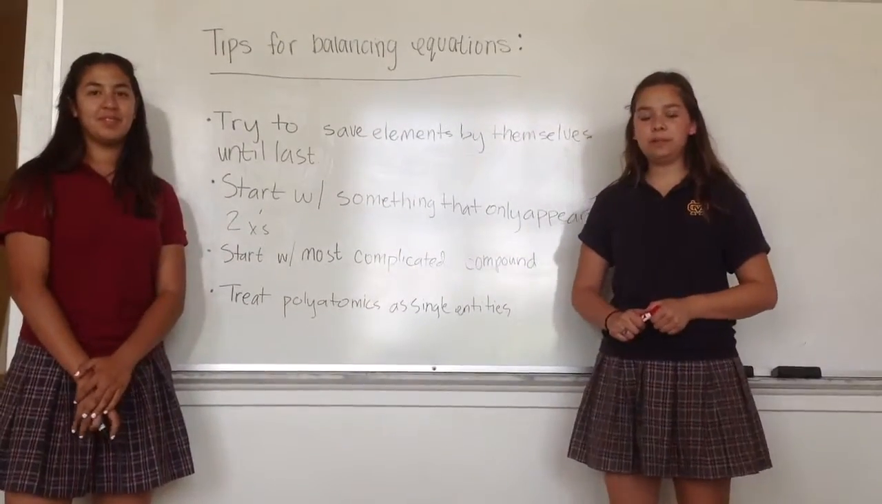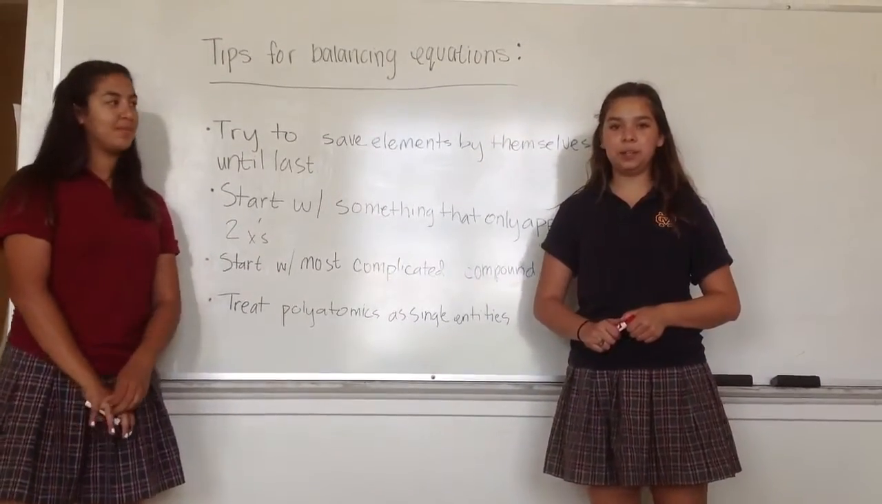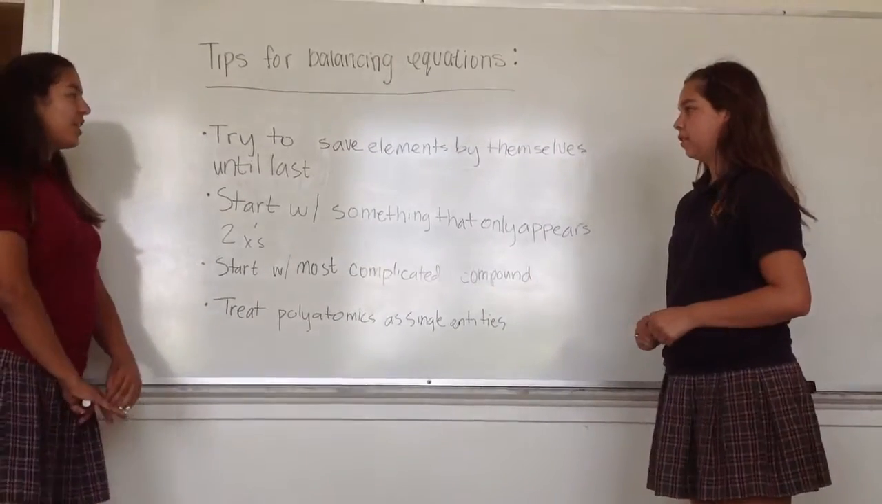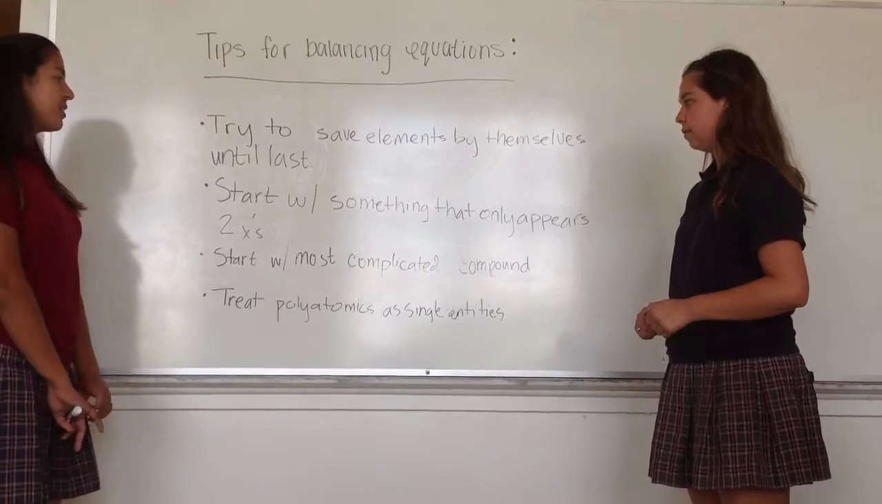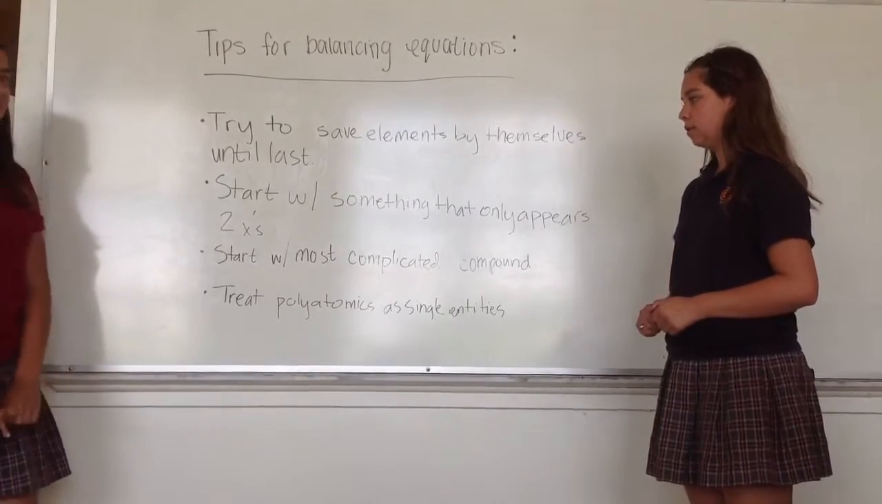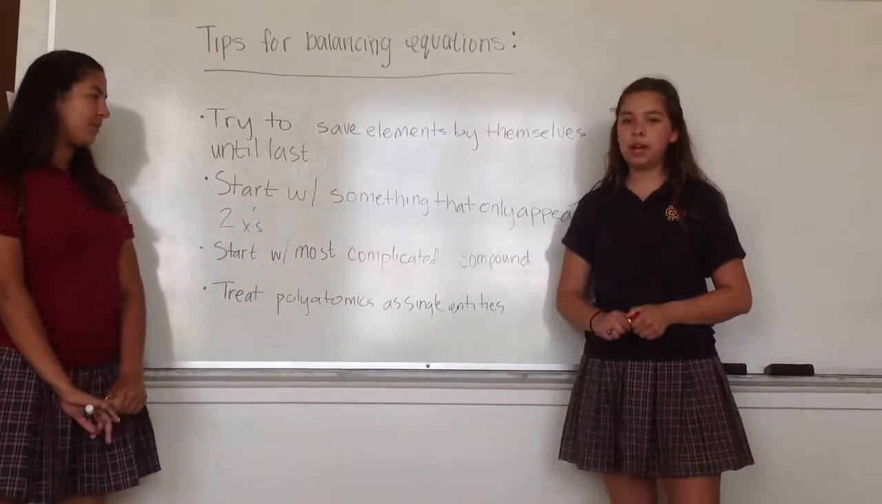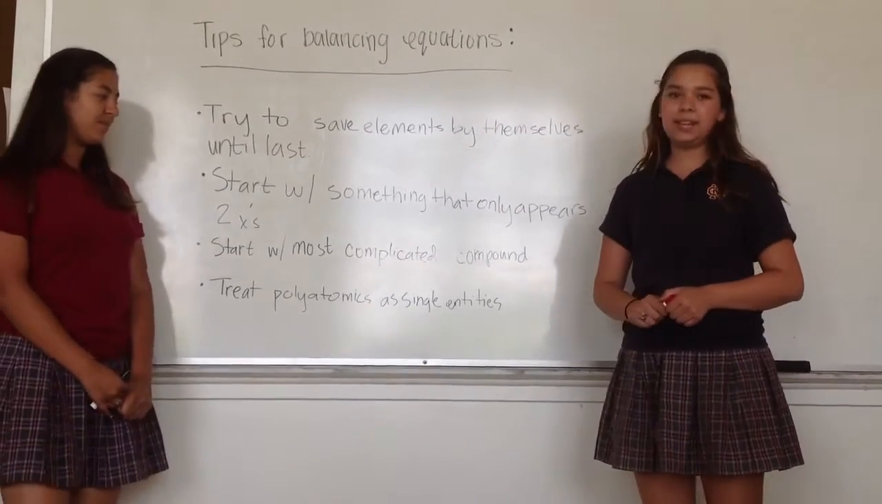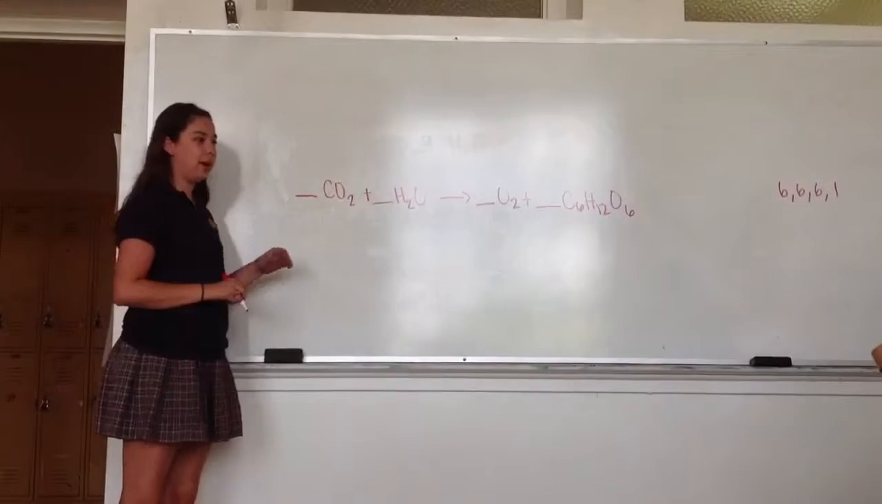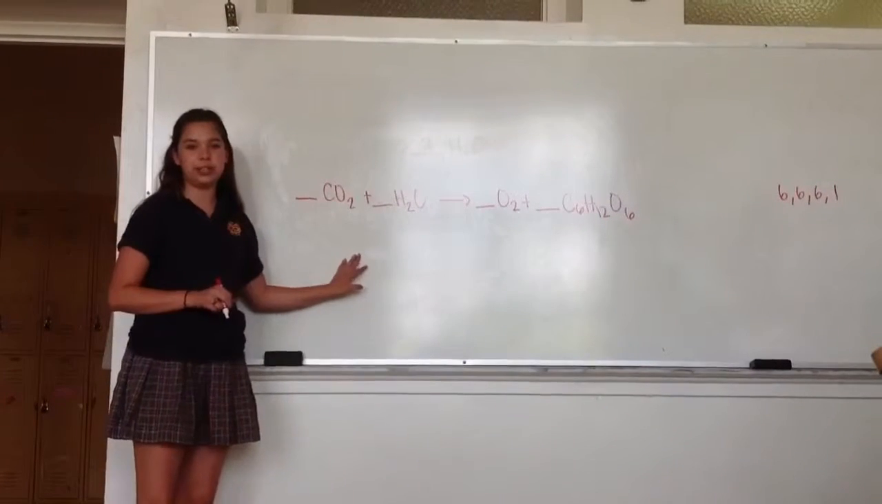Here are a few tips to remember when balancing an actual equation. Try to save elements by themselves until last. Start with something that only appears twice. Start with the most complicated compound. And finally, treat polyatomics as single entities. I'll show you now how to do an actual balanced equation step by step.